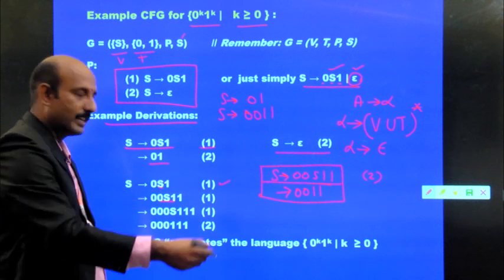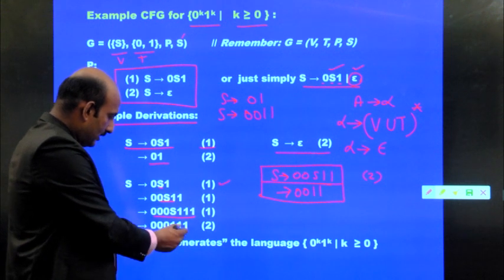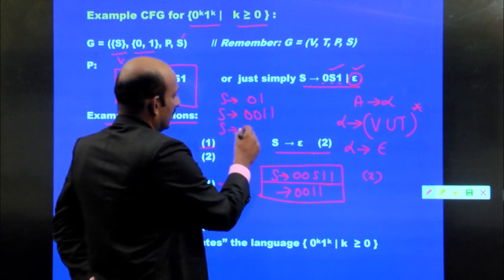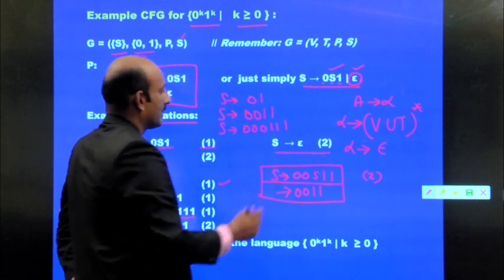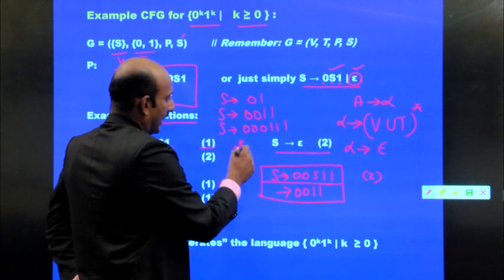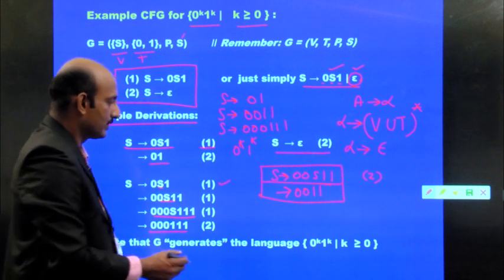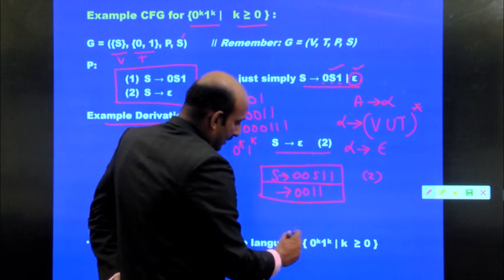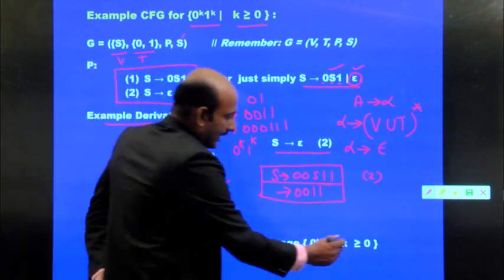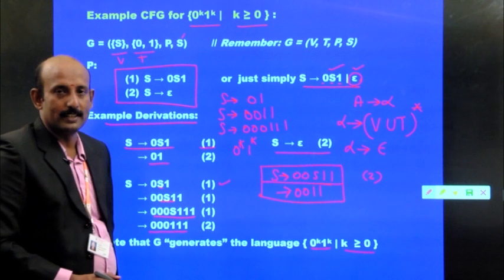If we substitute recursively like this, then we may get the strings 0 0 0 1 1 1. So, we may get S tends to 0 0 0 1 1 1 like that. So, this can be written in the form of 0 power k and 1 power k. That is the language, L equals 0 power k 1 power k, where k is greater than or equals 0.